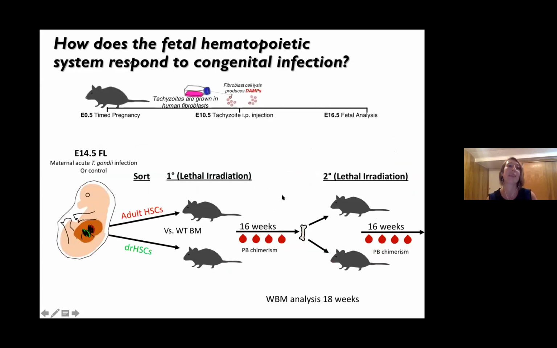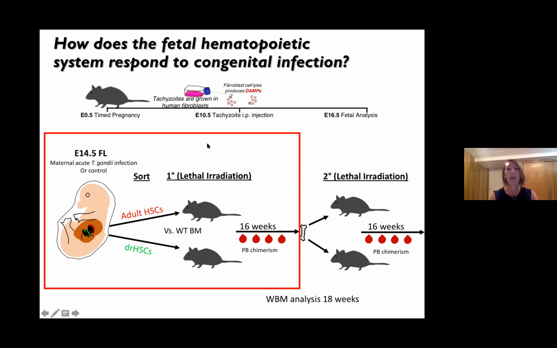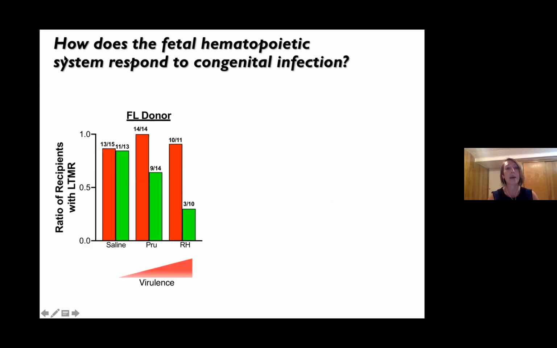And so because we think that this is really happening at the HSC level, April has now taken these red and green HSCs out of the fetal liver in the context of these infections, and she's performed competitive transplants with lethal irradiation. And we're now in the process of performing secondary transplants to look at how self-renewal and lineage output is changed in response to infection during development. The data I'm going to show you today are from our primary transplants, as our secondary transplants are still being bled.